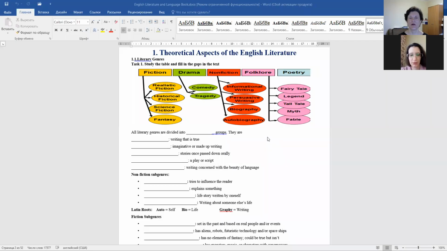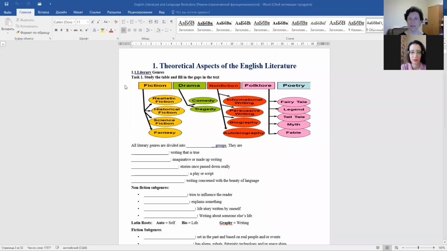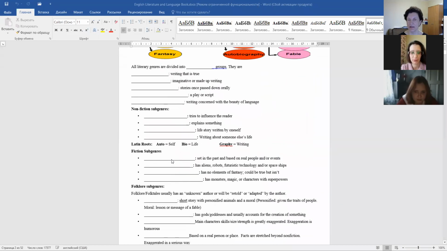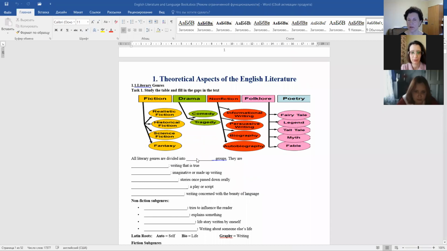Okay, so today we will be discussing literary genres in English literature. We'll start with this chart and discuss it. Then we'll go to the table, discuss its genres, and then we'll go back to the tasks and fill in the gaps. Okay, Anya, start please and tell me about the main genres.